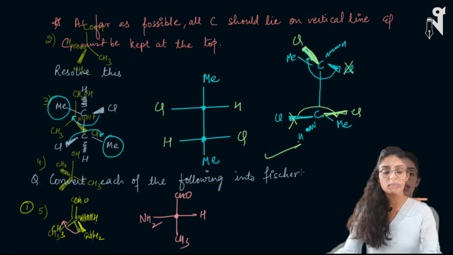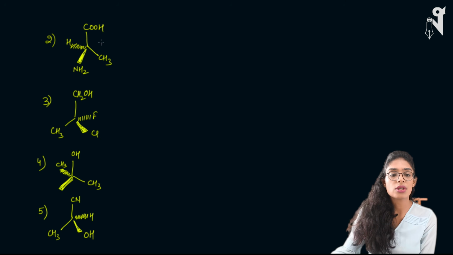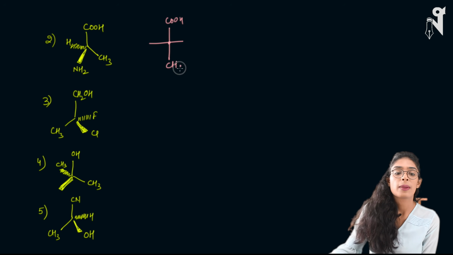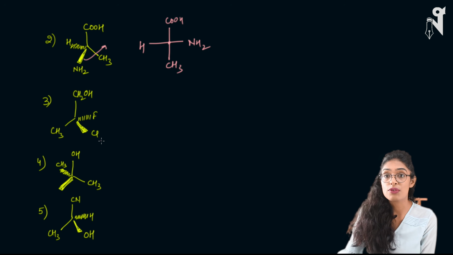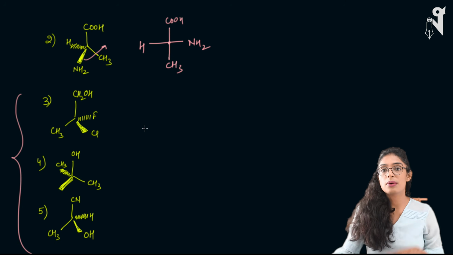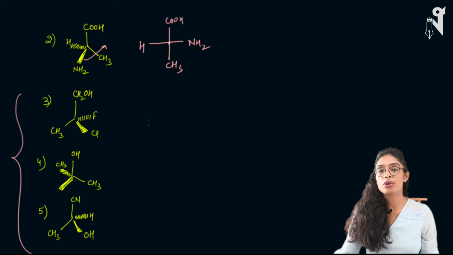Let's look at the next compound: COOH, CH3, hydrogen and NH2. Again, draw a cross. This is the chiral center. Here is my COOH, here is my CH3, and then we just move this NH2 here to open the bond. So here is my NH2 and here is my hydrogen. I'm done with the Fischer projection. Now you try out these questions. Pause the video, try it on your own, and then check whether your answers are right or wrong.